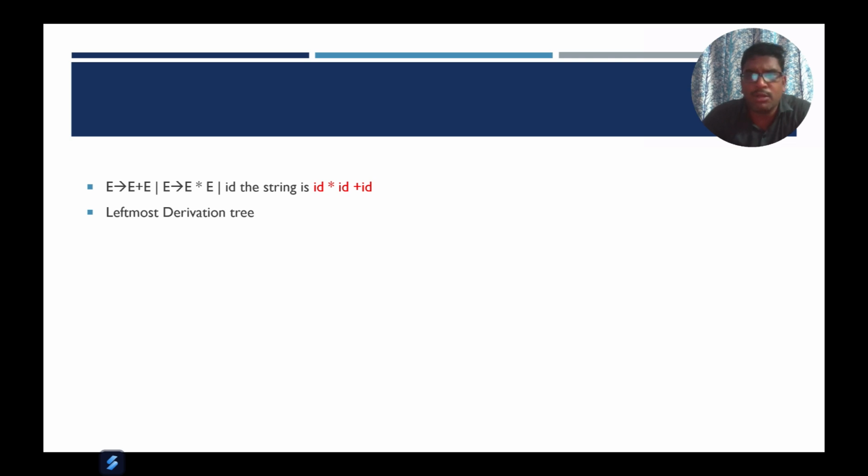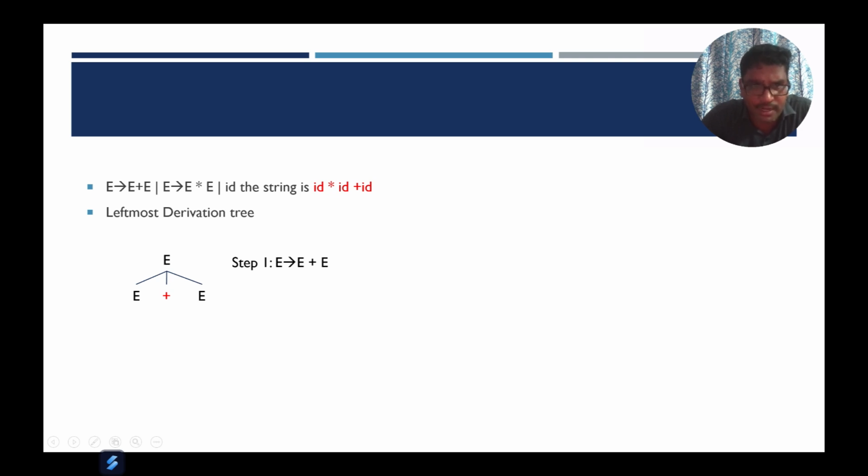So I'm going to generate the leftmost derivation tree first. The first step: I'm going to consider in step 1, E tends to E plus E. So E will be the root node. Root node derives first E, next plus, next E. In this production, this is the right hand side. This one is the left. This is the right part.